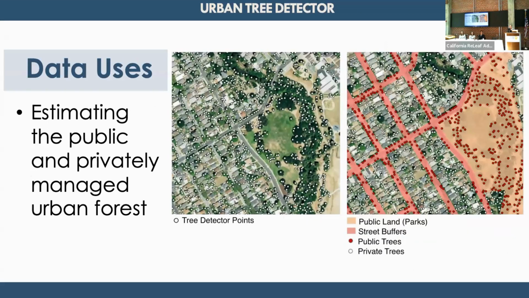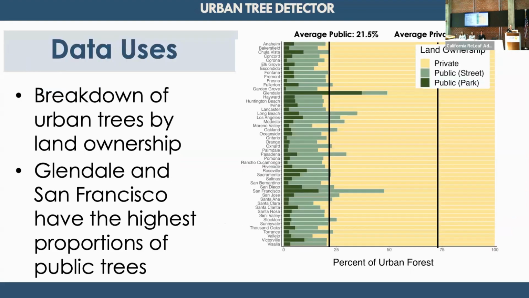Then what we've been doing is trying to figure out how many of those detected trees are within the public space versus the private space. We've been drawing street polygons and an easement buffer along those streets. This is a new graph that we're playing around with. Each row is a city. Anaheim is on top, Bakersfield is the second one. They're in alphabetical order there.